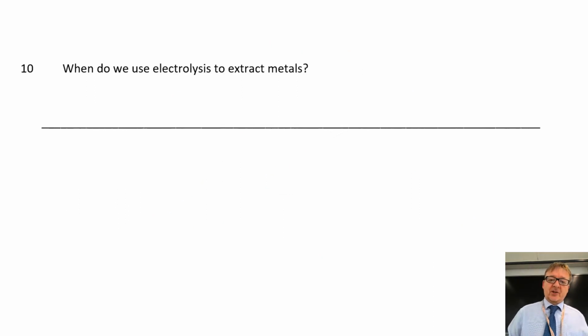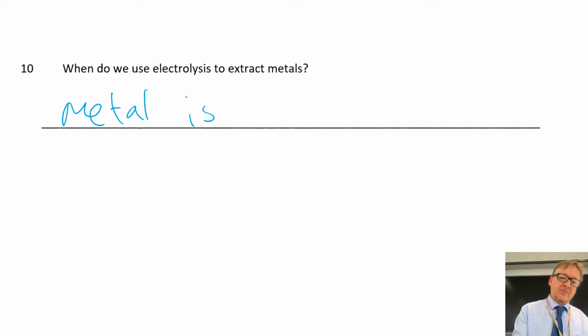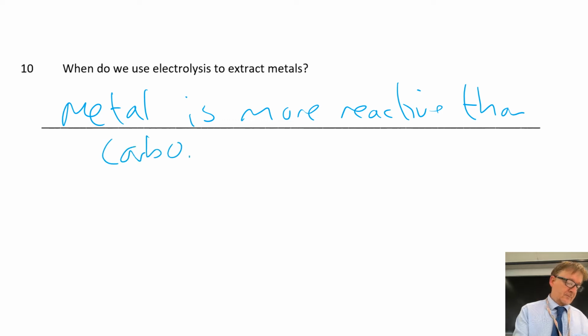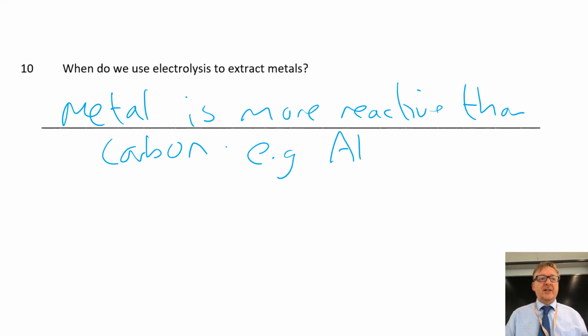When do we use electrolysis to extract metals? We use electrolysis to extract metals when the metal is more reactive than carbon, for example aluminium. If you look back at the reactivity series right at the very start, anything above carbon on that reactivity series is extracted using electrolysis.